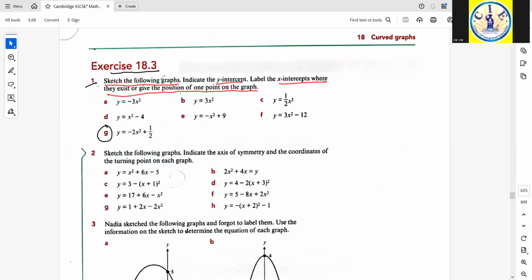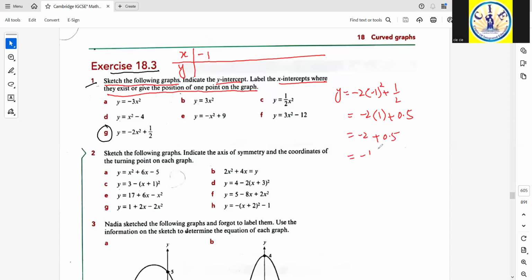We would be sketching its graph using a table of values. So let's find that table of values, with x and then y. Let's substitute some values of the variable x independently. If we substitute x equals -1, for example, our equation would give us y equals -2 times (-1) squared plus half. So that would be -2 times 1 plus 0.5. So -2 plus 0.5, that is -1.5.